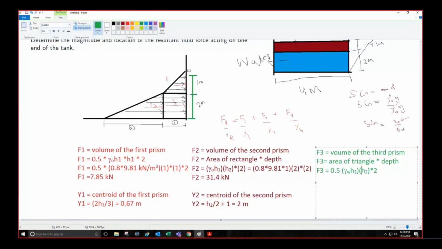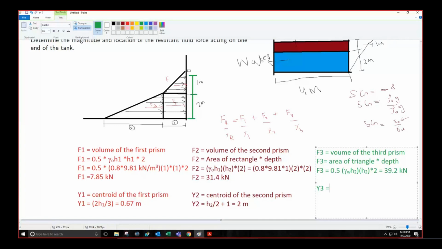समझ आ गया F3 का फॉर्मूला कैसे डिजाइन कर रहे हैं? ठीक है, so F3 is equal to 0.5 multiplied by 9.81, which is gamma of water. H2 is 2, again H2 into 2, 39.2. ठीक है, so F3 is 39.2 kilonewtons.